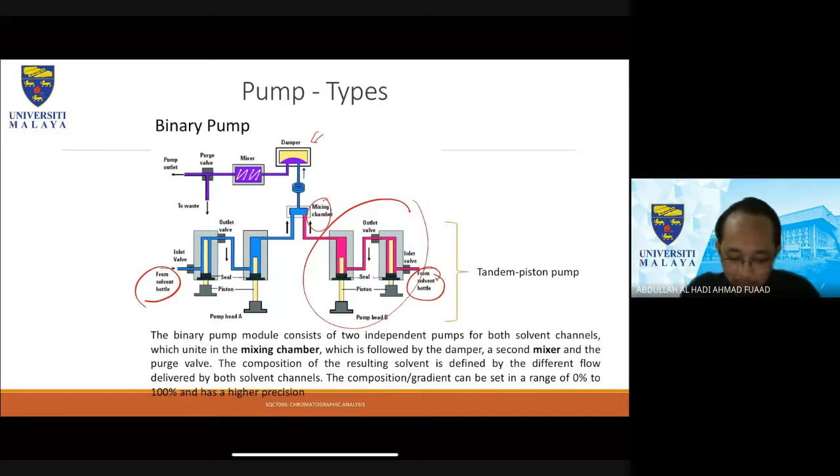So the binary pump module consists of two independent pumps for both solvent channels, which unite in the mixing chamber, followed by the damper, the secondary mixer, and a purge valve. The composition of the resulting solvent is defined by the different flows delivered by both solvent channels. The gradient composition can be set in the range of 0% to 100% and has higher precision. This is a rather common HPLC setup, where you normally use a binary system.